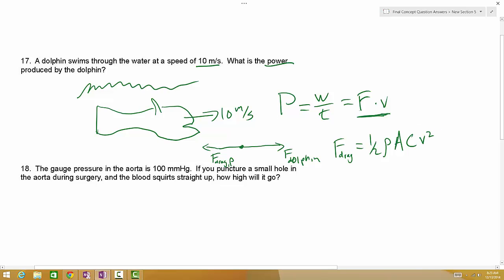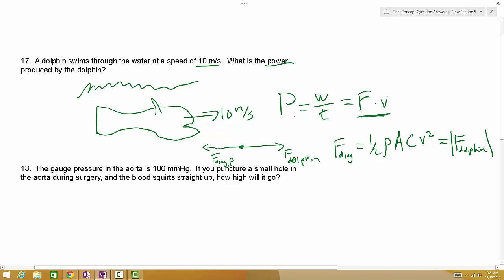So the dolphin is going to have the same magnitude of force, just in the forward direction, so this is also equal to the magnitude of F dolphin.